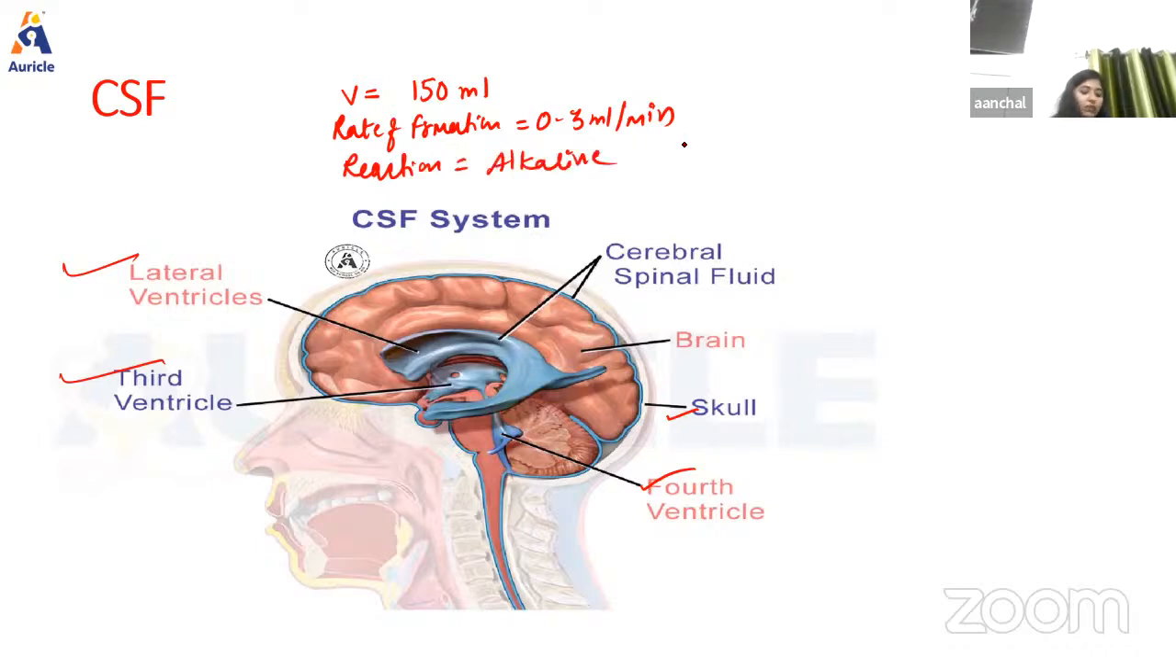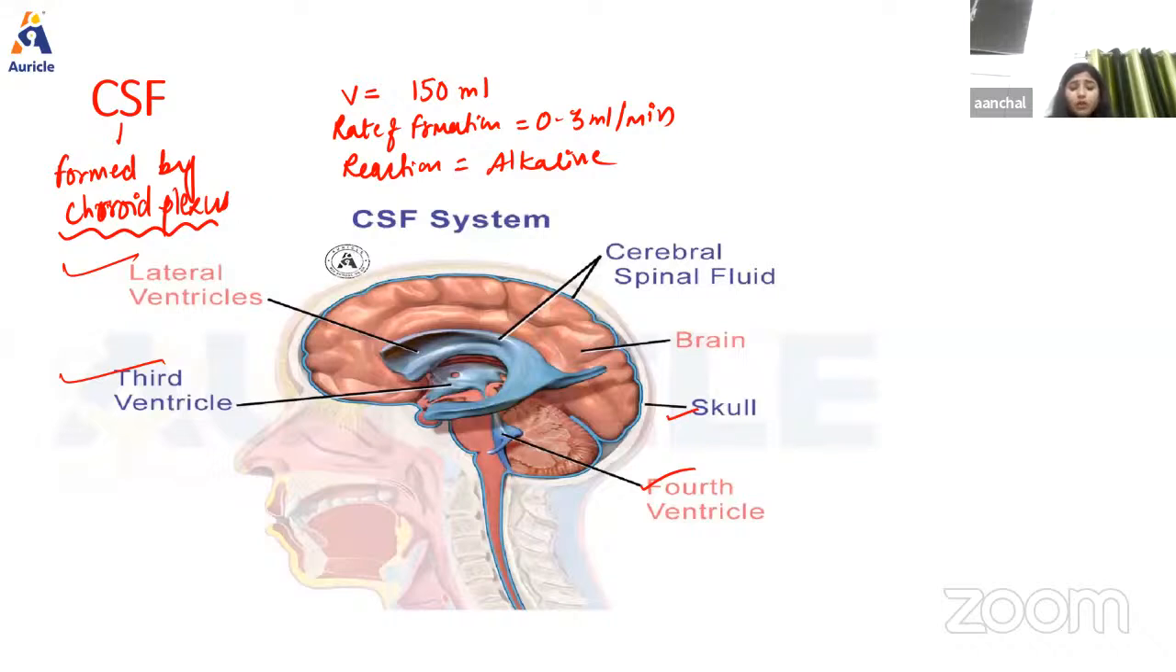Right? And talking about the site of formation, the CSF is always formed by the choroid plexus. This is also important for MCQs, that CSF is always formed by the choroid plexus. And this choroid plexus is present within the ventricles.